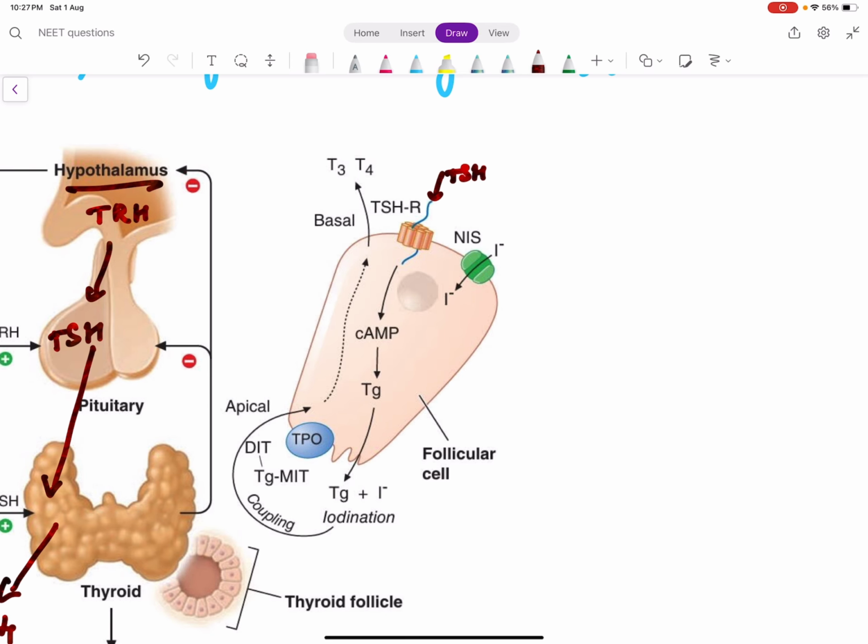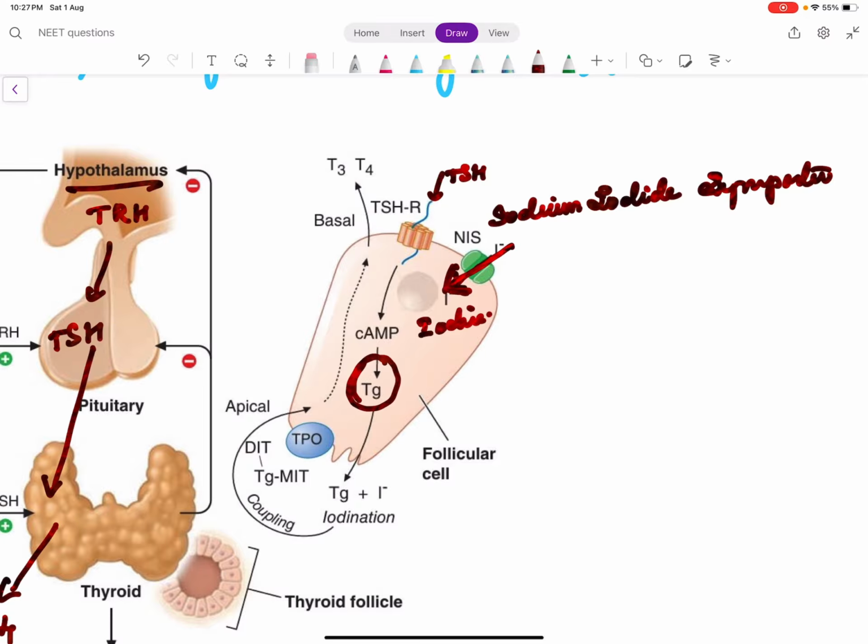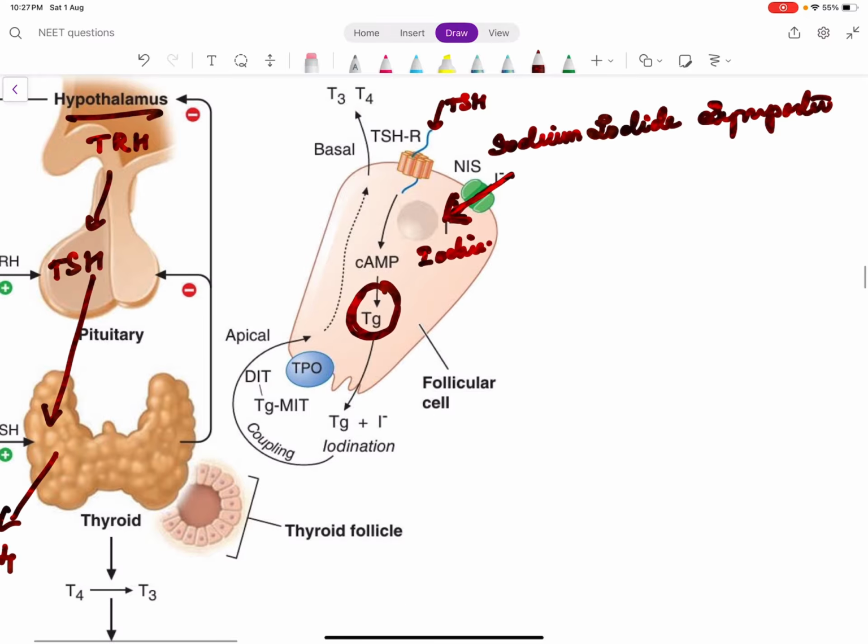When TSH acts, one symporter, that is sodium iodide symporter, gets stimulated in the basolateral membrane. So what is this sodium iodide symporter? It takes in sodium and brings iodine into the follicular cell. So there is more iodine now. This iodine binds to a protein in the follicular cell called thyroglobulin. This is called iodination.